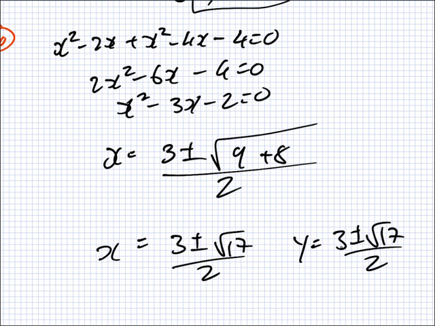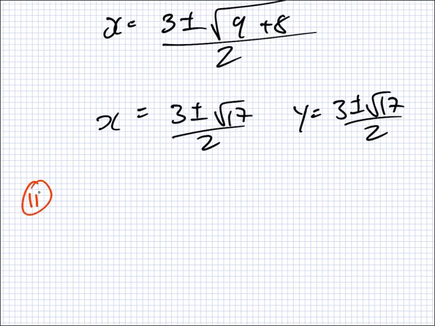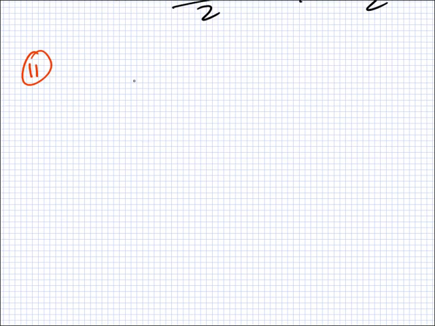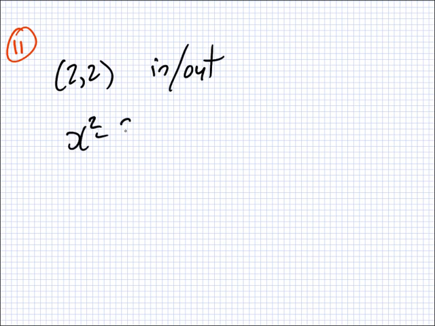You got that? Let's have a look. What example number are we on now? 11. Alright, so this one, I think some people can figure it out. I want to know if the point 2, 2 is inside or outside of the circle x squared minus 2x plus y squared minus 4y minus 4 equals 0. So how could we check if it's inside or outside the circle?